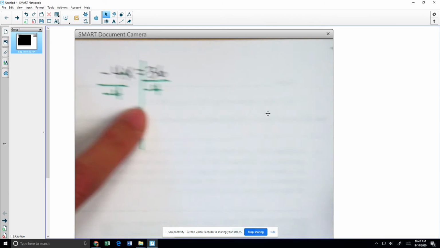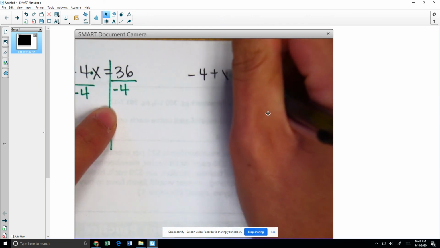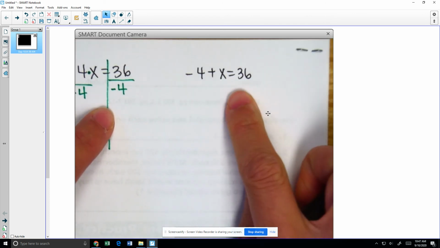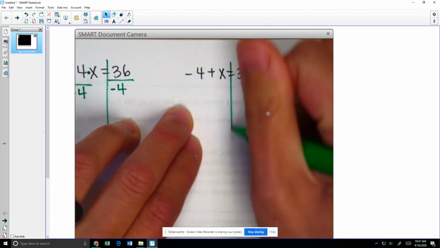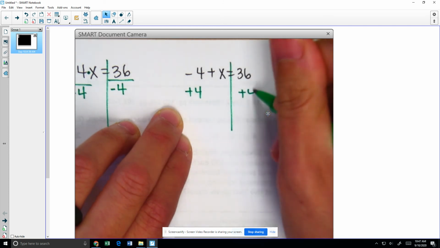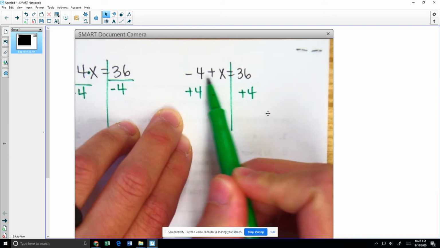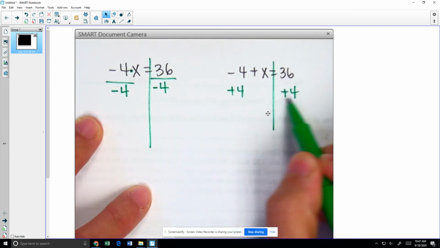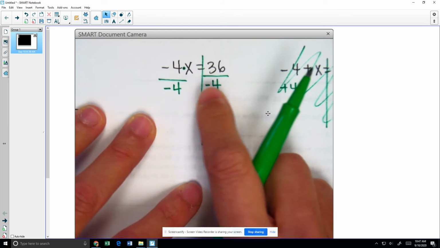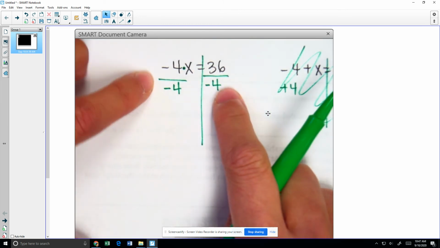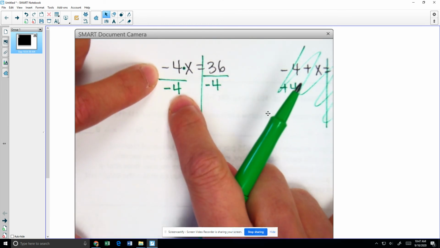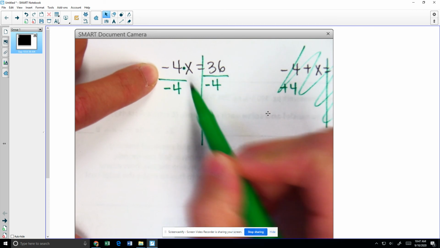Do you see how this was like yesterday's problem? Yesterday, you would have added 4 to both sides because -4 and x are separated. That's why you add 4 to both sides. That was yesterday. Today, you divide by the actual symbol. You don't flip the symbol, and the reason why is because they're connected together.